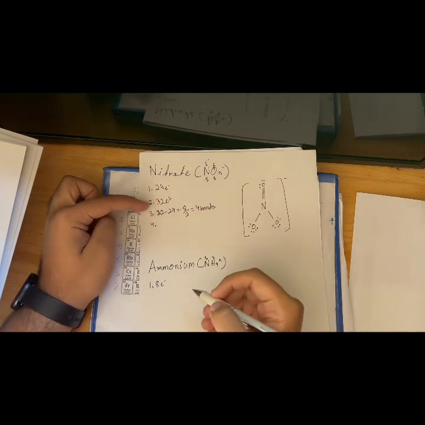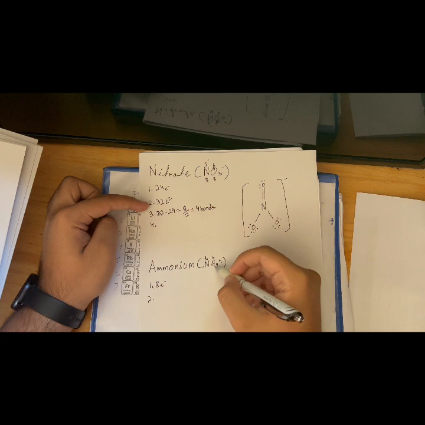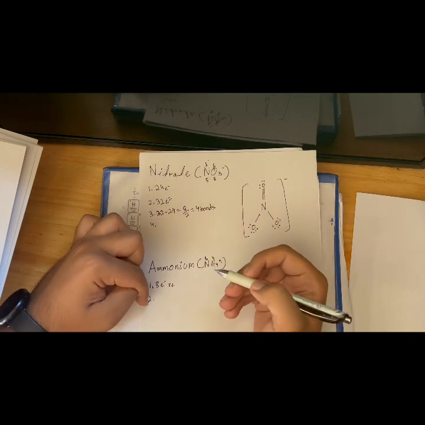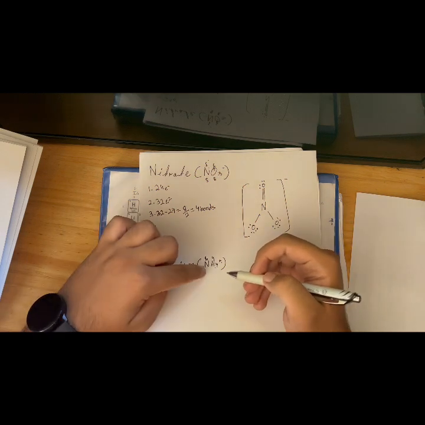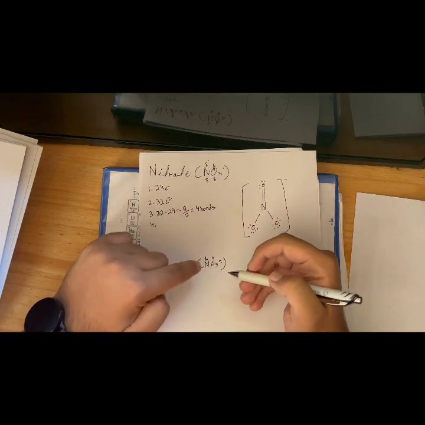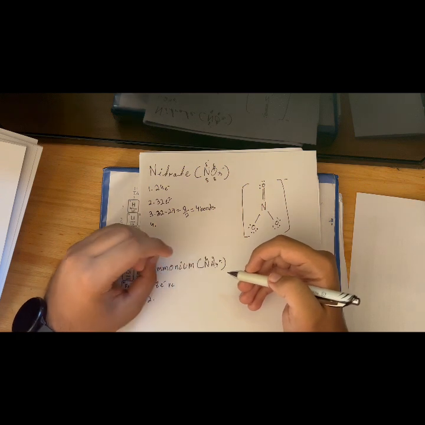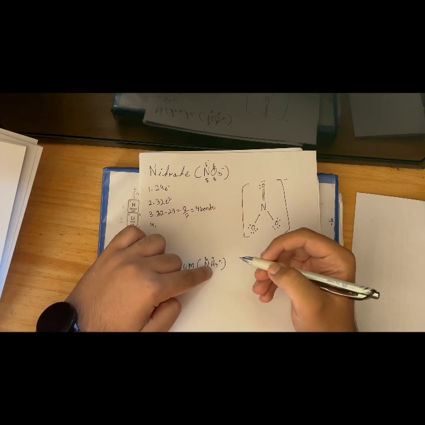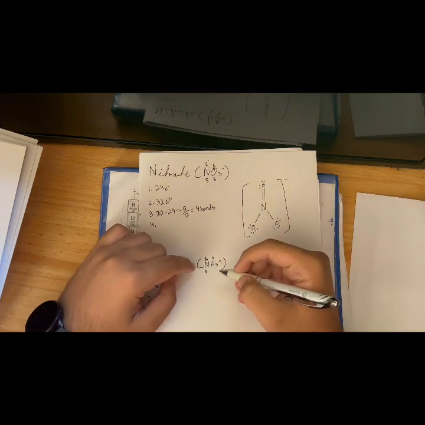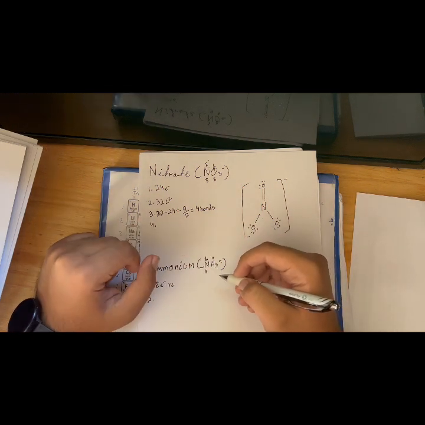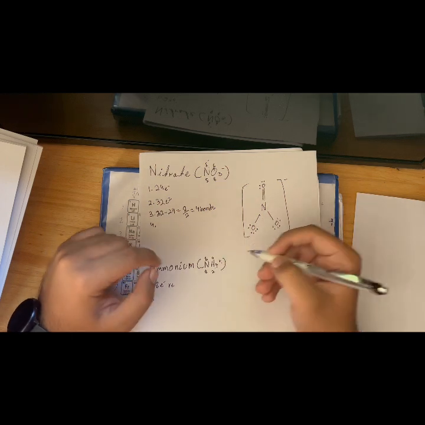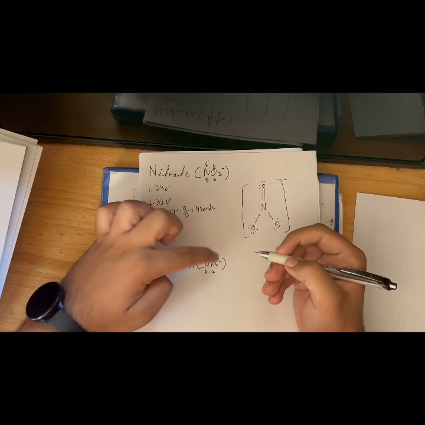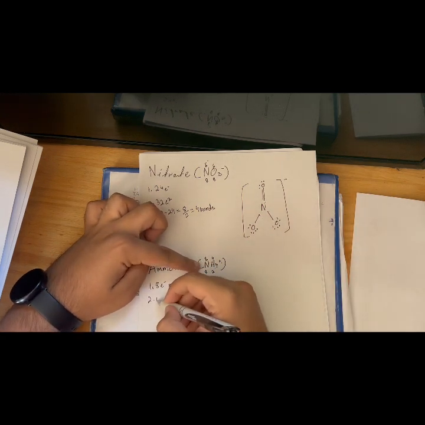This is the total amount of valence electrons. Now nitrogen follows the octet rule since it can have 8 electrons in its valence shell. But hydrogen follows the duet rule since it can only have 2 electrons in its valence shell. So we will have 2 times 4 is 8, plus 8 is 16.